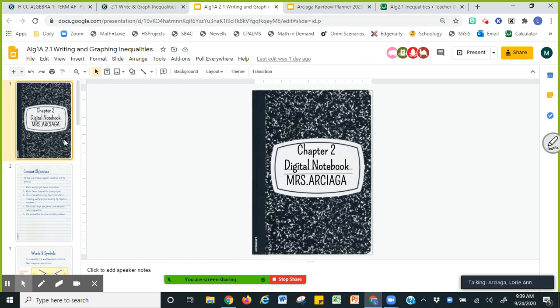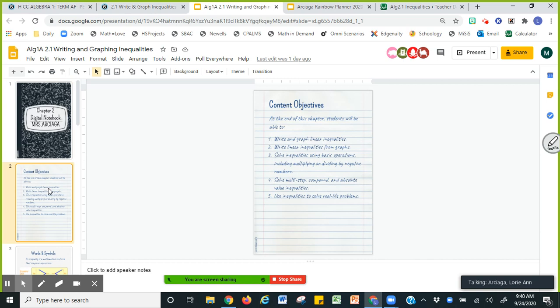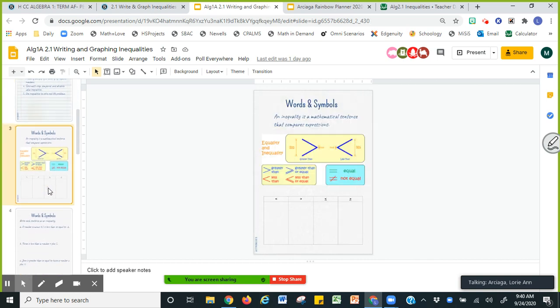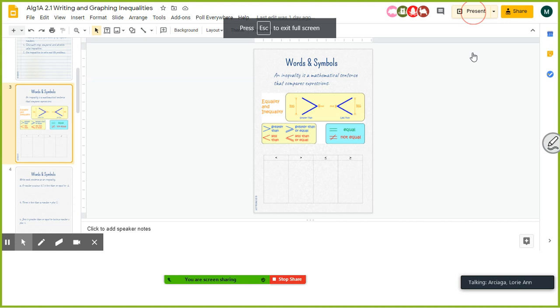All right. So this is our digital notebook. So I try to give you a variety of options for your digital notebook. This is unlike chapter one. This time it has line papers and some graph papers. It has our content objectives for the chapter, and this is where you will begin typing your responses.